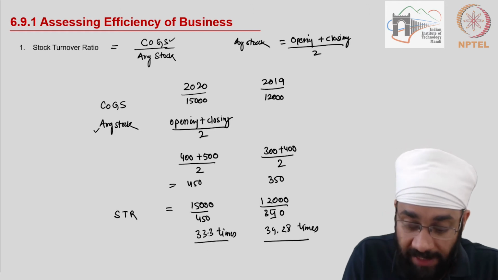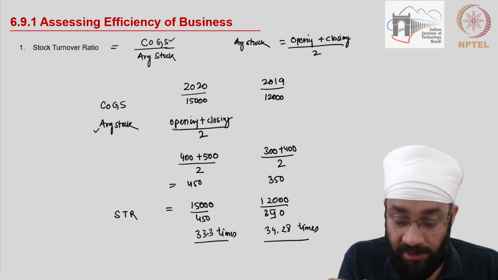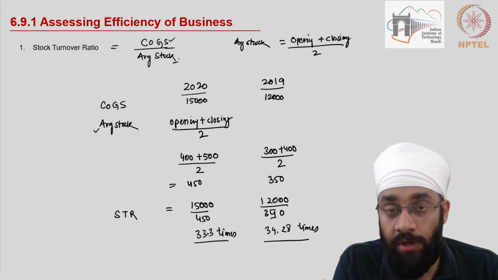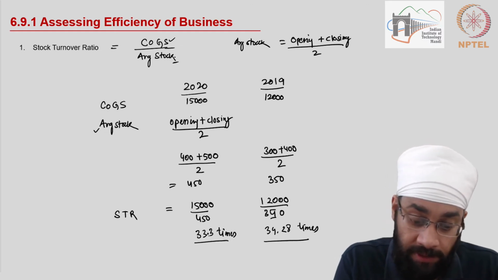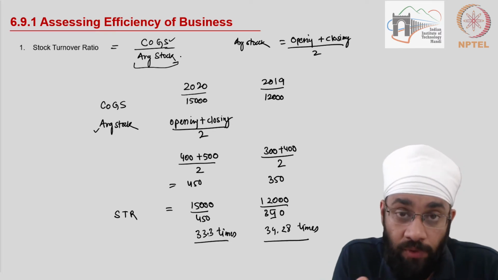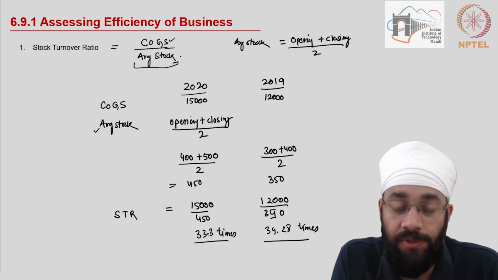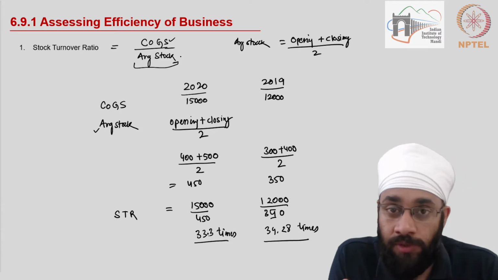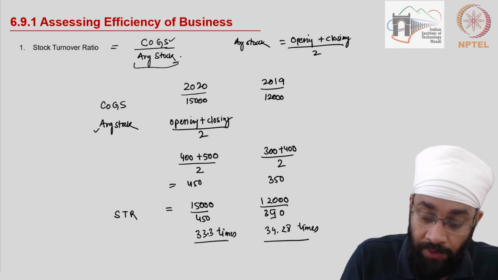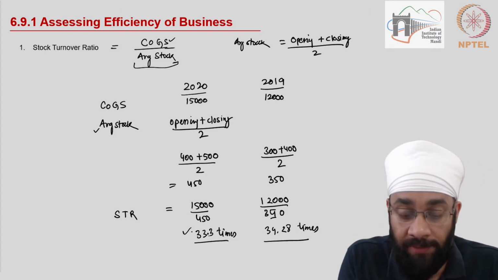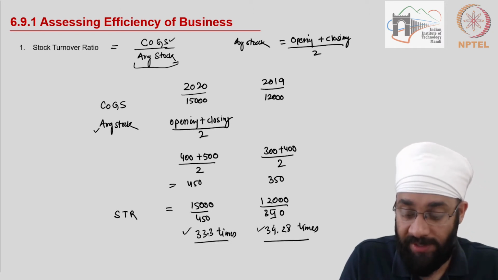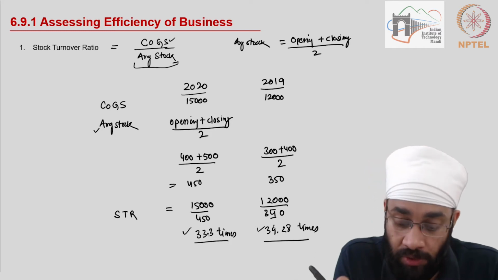This means that the stock turnover ratio is 33 times, indicating that the average stock is converted into the sales. The average stock which is maintained, the cost of the goods sold, the sales are 33 times the stock that you maintain. So with the given stock, how much sales are you able to obtain? Well, you are able to obtain a sale which is 33 times the stock that you maintain. In the previous year, you were able to generate a sale which was 34 times the stock that you maintain.